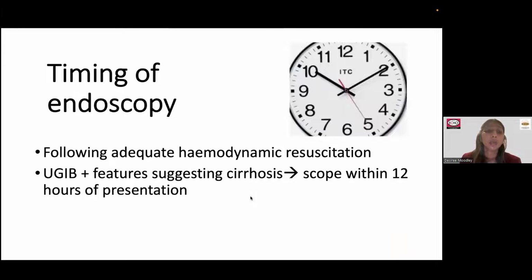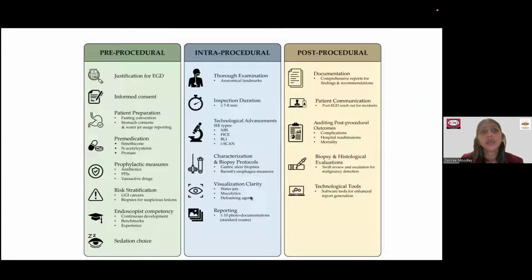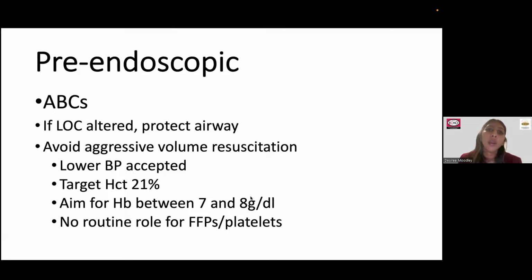So when should you be scoping these patients? Well, if the patient has an upper GI bleed and features of cirrhosis, you're firstly going to adequately resuscitate them, and then you should scope them within 12 hours of presentation. Before you do any sort of procedure, there are pre-procedural, intra-procedural and post-procedural checklists. The quality guidelines are out of the scope of this talk, but I just wanted to mention them. And then specific pre-endoscopic things that should be done in a variceal bleed.